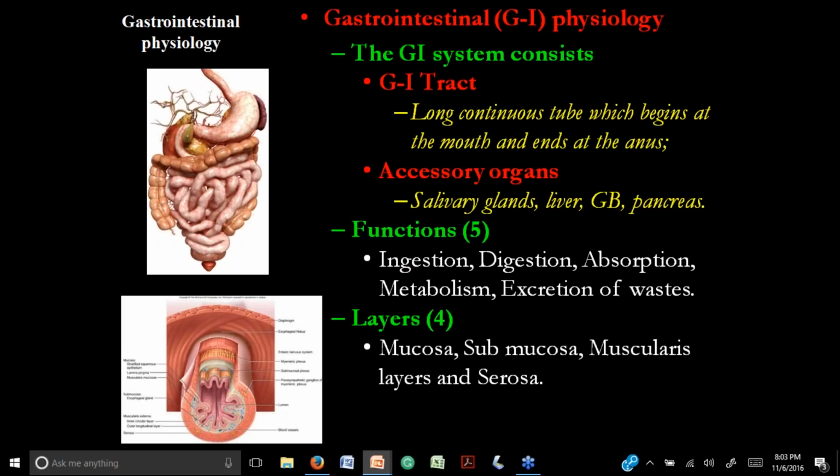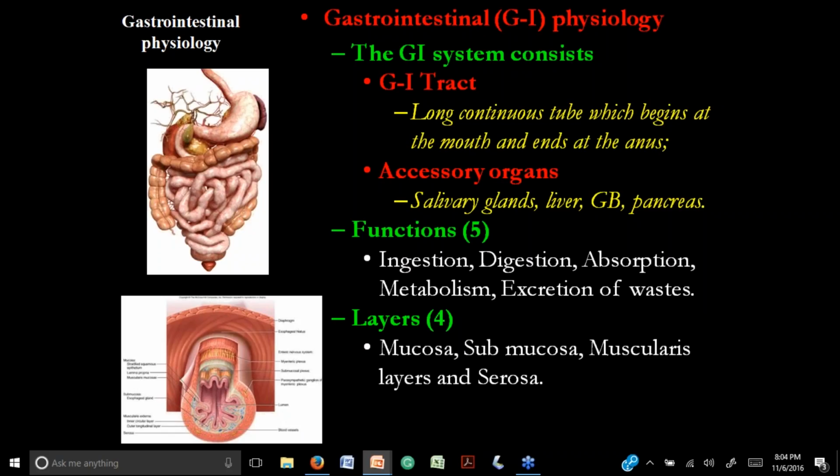But in general, what we are going to talk about is how the GI system modulates and regulates all the secretions of all these structures in order to accomplish the functions of the GI tract. We have ingestion, digestion, absorption, metabolism, excretion, and you can see here it does not include distribution, because distribution is definitely a part of the cardiovascular system. So it's going through vessels.